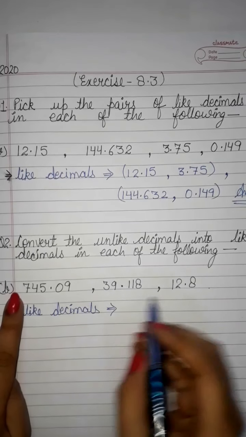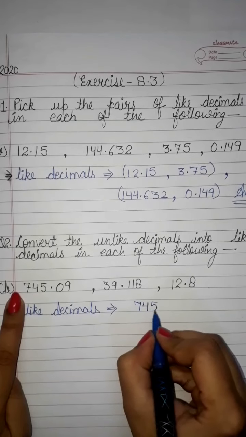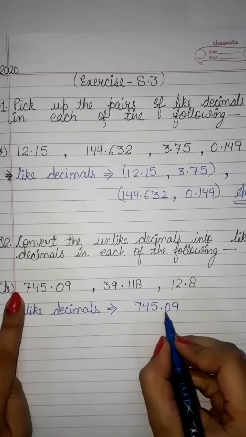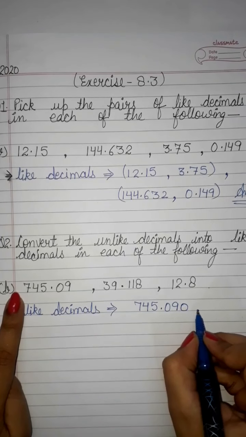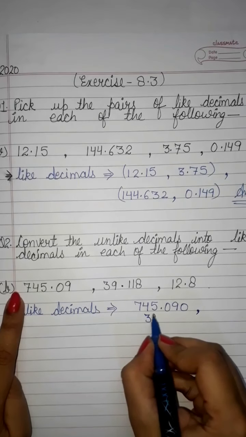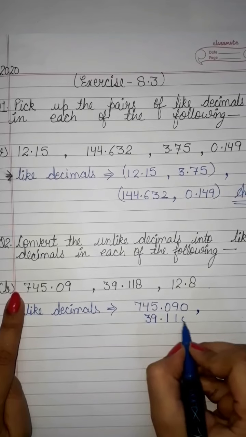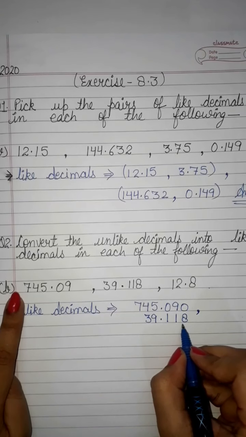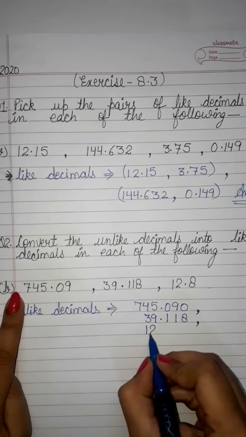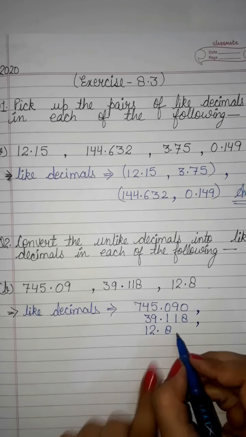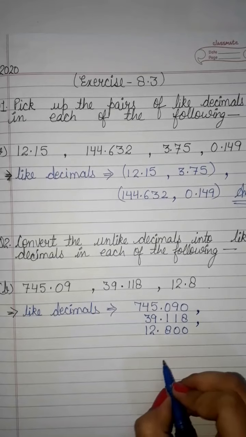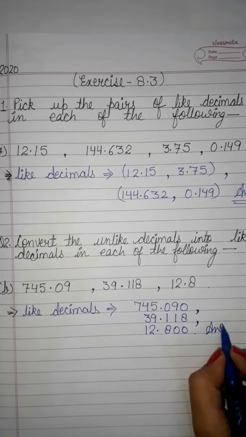So what is the first one? 745.09. Now already 2 places are there. We will add only 1 zero. Now next, 39.118. It already has 3 places. The next one, 12.8. Now children see, only one decimal place is here. So we will add 2 zeros. So this is the final answer.